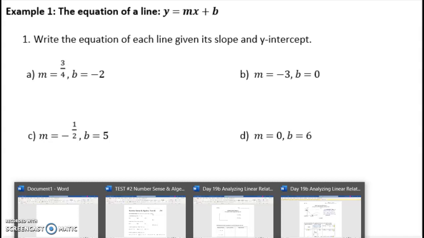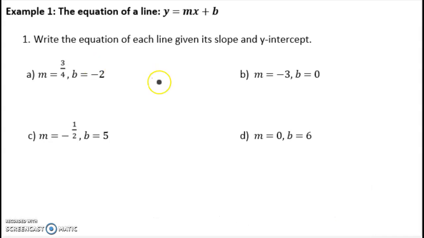Okay, so we're going to do some examples together. So right here it says the equation of a line equals y equals mx plus b. Write the equation of each line given its slope and y-intercept. So I'm just going to give you a little review.